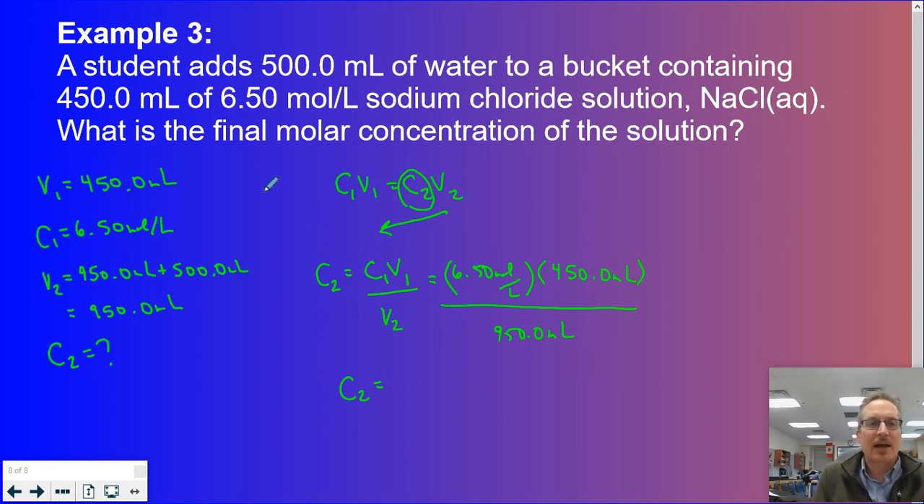And we are allowed 3 sig digs, 3.08. And this is going to be moles per liter. Again, let's think of our answer. We added a lot of water. So our volume went up, which means my concentration should drop from 6.5, and it did, to 3.08. So my answer makes sense.